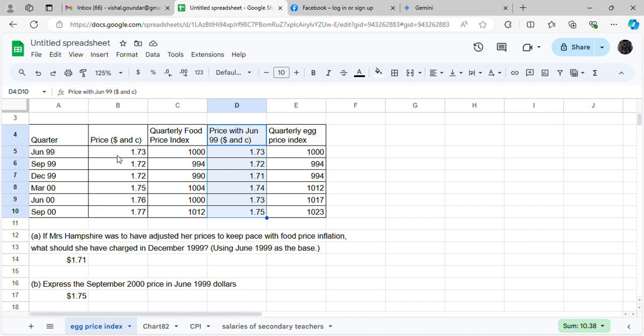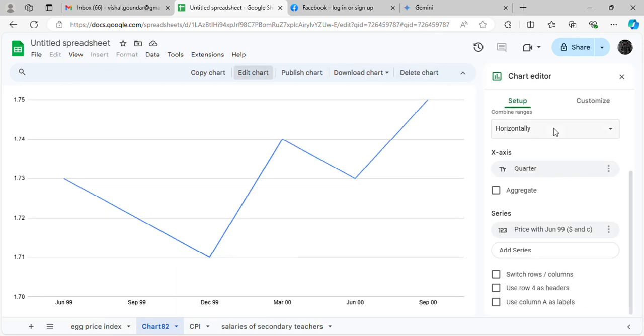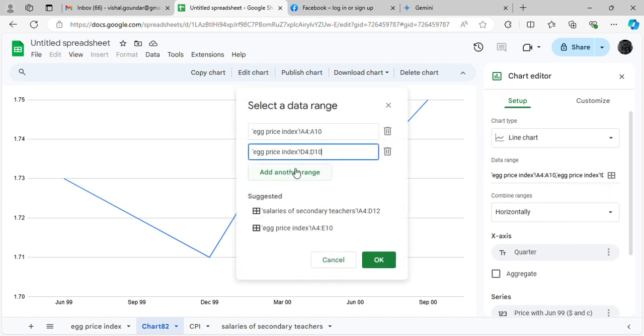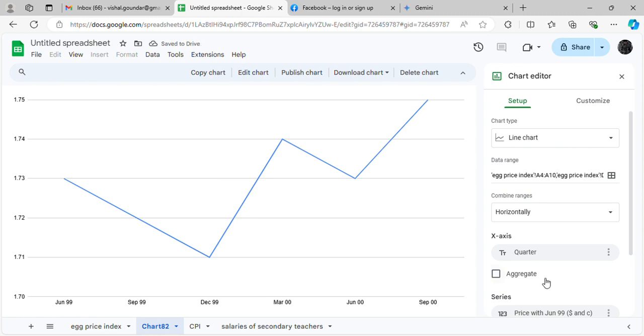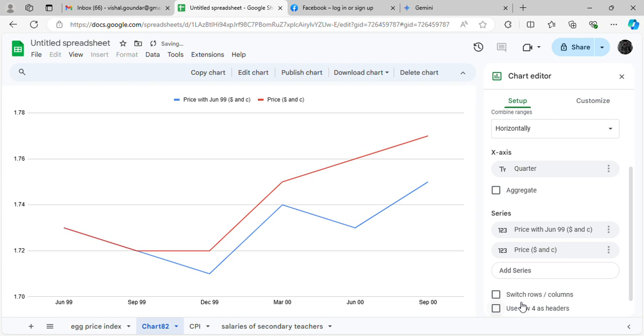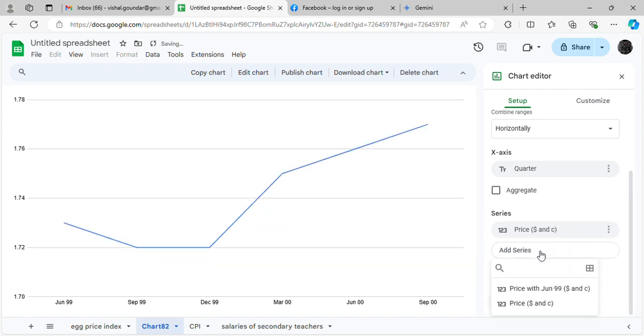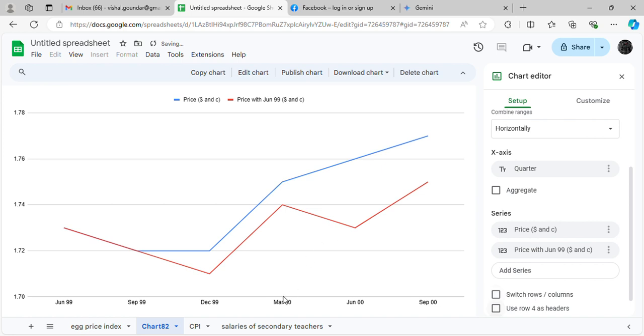Okay, so what about the price that was actually charged? So on the chart, let's add another data range for the actual price being charged. Let's add it to the series. Okay, so the actual price was a bit higher from September 1999 and onwards, and the price with June 1999 as the base was lower from September 1999.